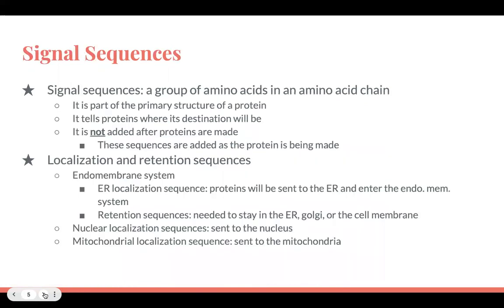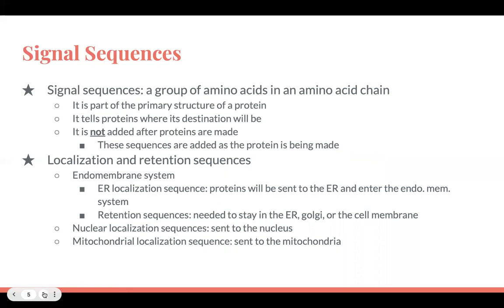So what are signal sequences? Signal sequences are a group of amino acids in an amino acid chain. This is part of the primary structure of a protein. Essentially, it tells proteins where their destination will be. It is not added after proteins are made. That is a key difference with signal sequences. These sequences are added as the protein is being made. So it's part of the amino acid sequence that the protein is made up of.